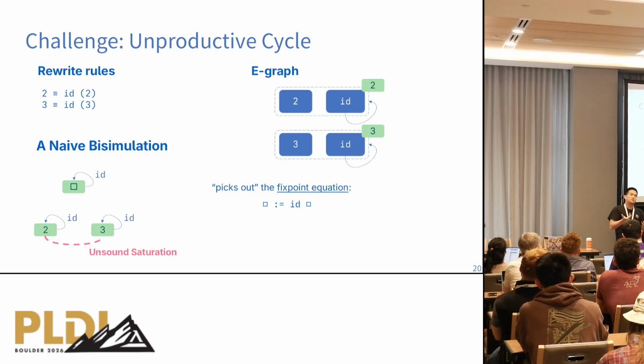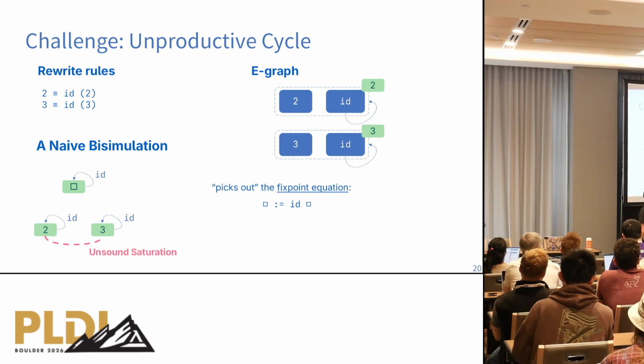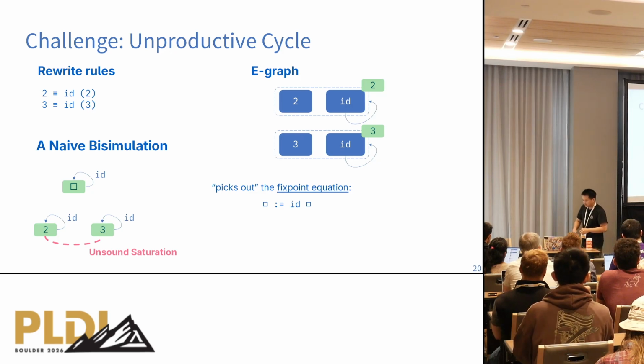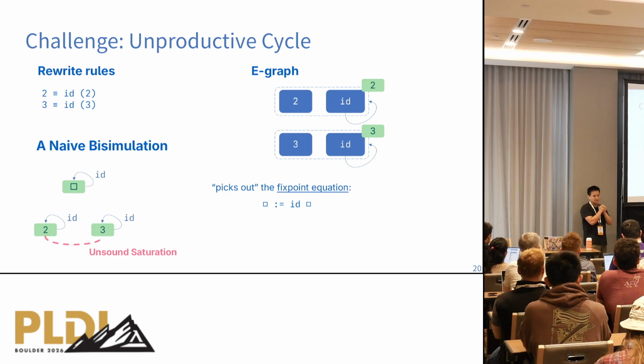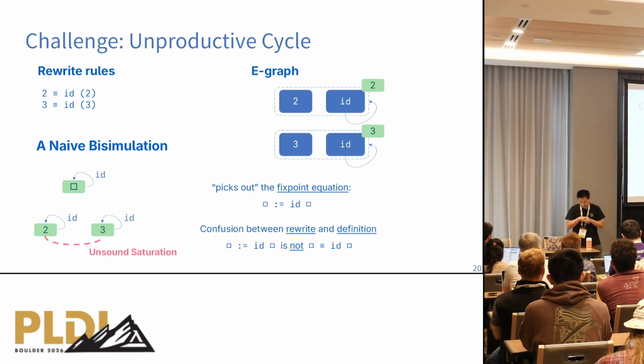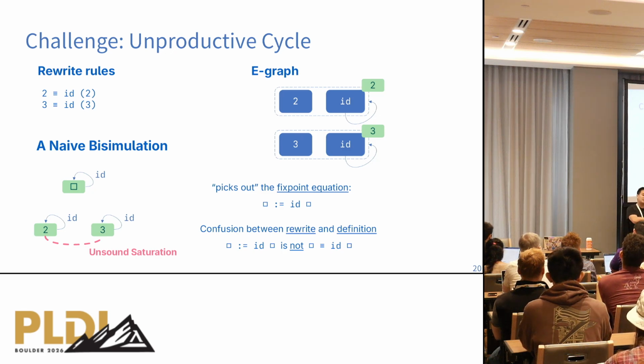Intuitively, bisimulation is supposed to pick out a fixed point equation, and this is the fixed point equation it picks out: a variable equals the identity of its variable. If you put this in Haskell, for example, you will get infinite loops when you call the variable. So this does have a solution, but it's not unique. For example, if you plug in 2 here, it will also balance the equation, and if you plug in 3 here, it will also balance the equation. So really, this is the confusion between rewrite and definition. I hope this example shows you that rewrite and definition are very different objects.